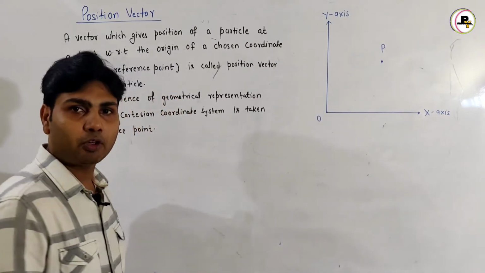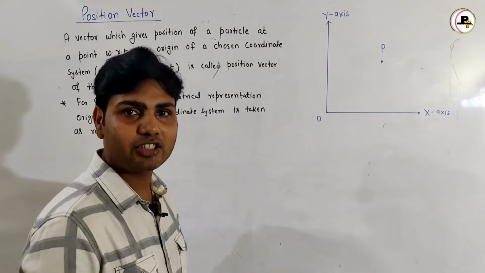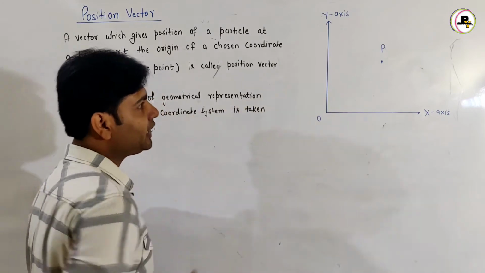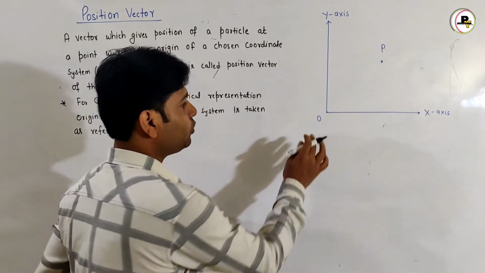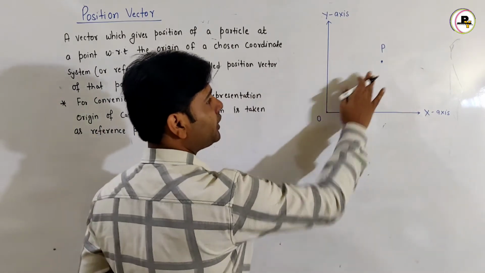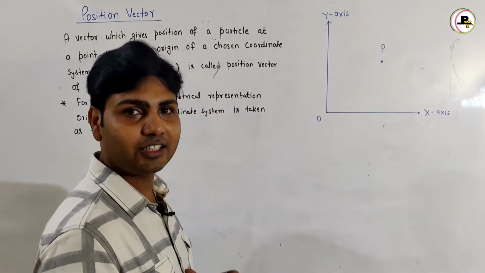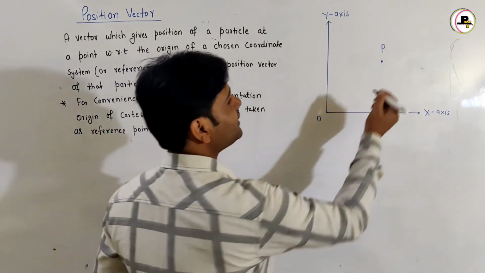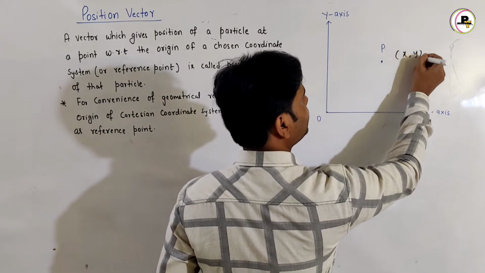But here, for the convenience of geometrical representation, the origin of Cartesian coordinate system is taken as the reference point. Here I have taken the two-dimensional rectangular coordinate system whose origin O is taken as the reference point. Suppose there is a point P in this xy plane whose position vector we need to find. For that, let us consider its position coordinates be x, y.